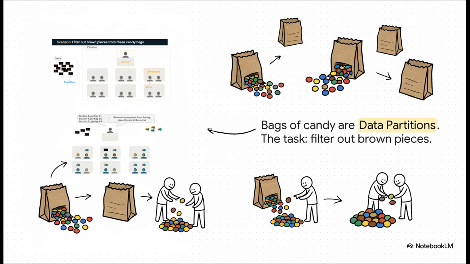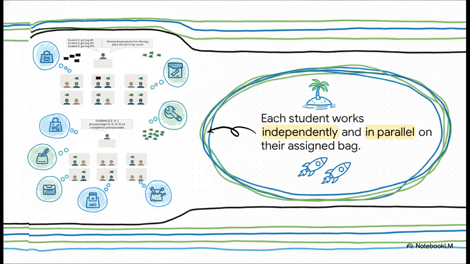So, the teacher walks around and hands every single student a bag of candy. In the Spark world, each of these bags is what we call a data partition. The instructions are super simple. Just open your bag and take out all the brown pieces. That's it. Okay, pay attention, because this is the most important part. Every student can do this job completely on their own. They don't need to talk to anyone else, right? What one student is doing with their bag of candy has absolutely zero effect on the student next to them. This is what we mean by a perfectly parallel operation.